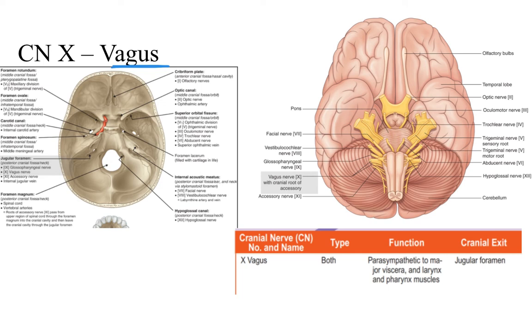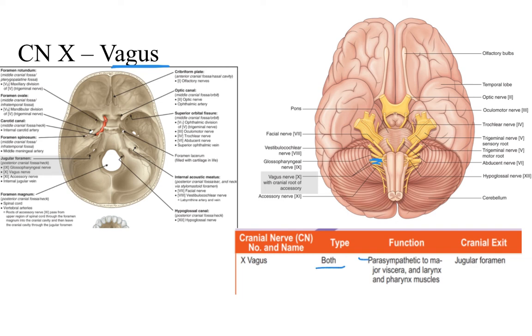The vagus nerve is also going to come out of the jugular foramen. So cranial nerve 9 and cranial nerve 10. Here's cranial nerve 10, the vagus nerve, also coming out of the jugular foramen. It has both sensory and motor function.